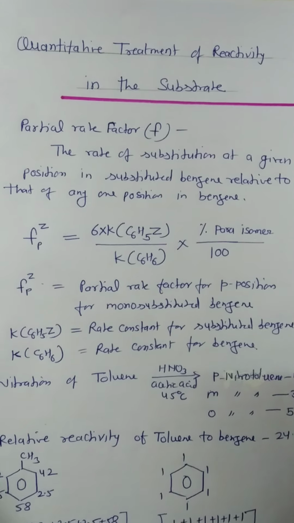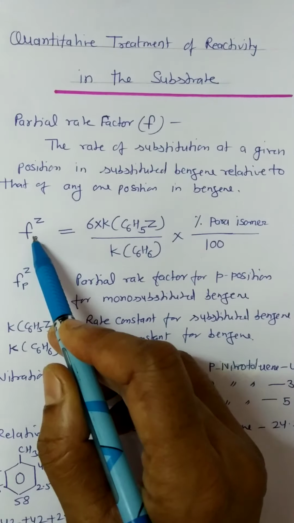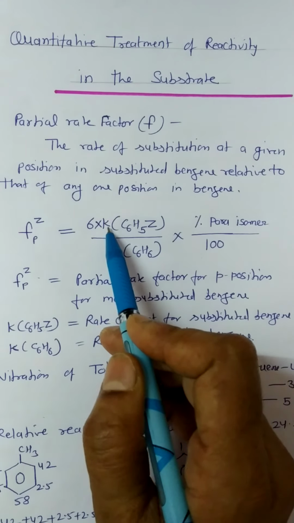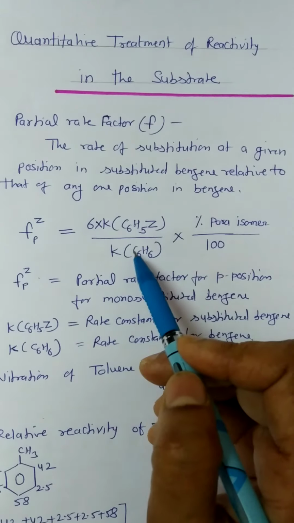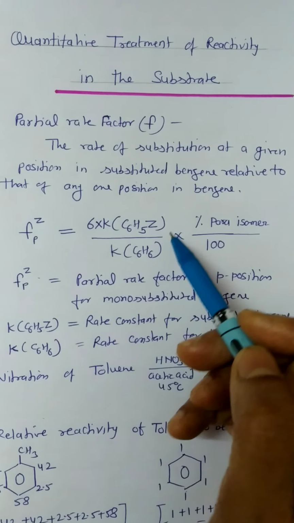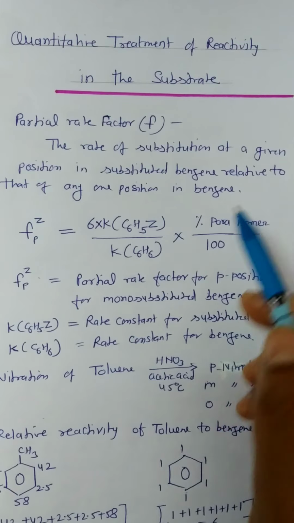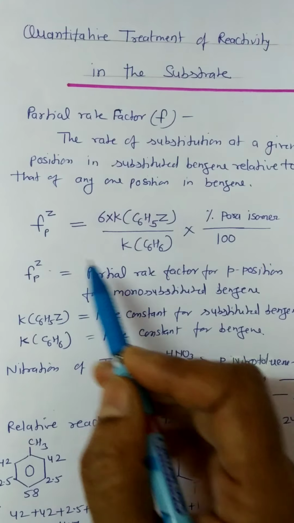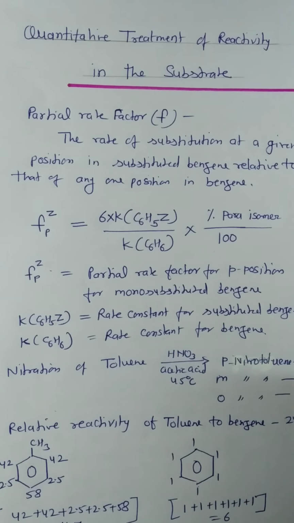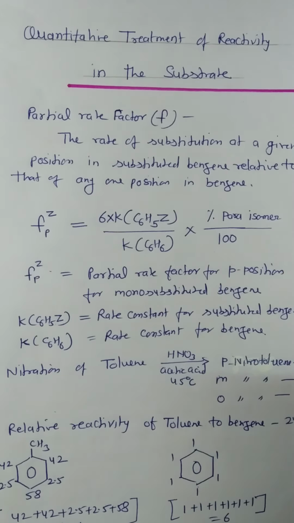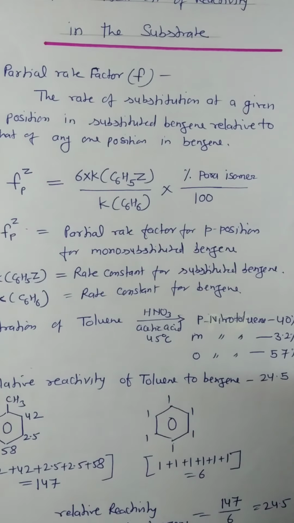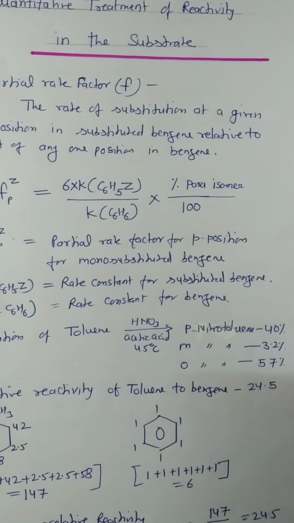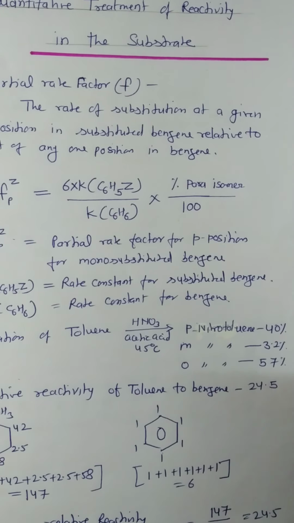It is given by the formula: F for para position equals 6 into K C6H5Z upon K C6H6 into percentage of para isomer. Here F for para position is the partial rate factor for para position for mono substituted benzene. K C6H5Z is the rate constant for substituted benzene and K C6H6 is the rate constant for benzene.